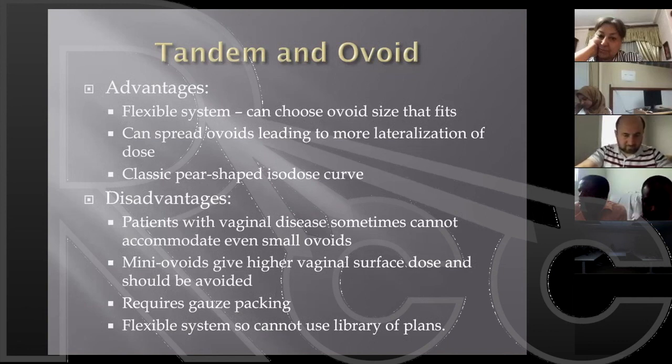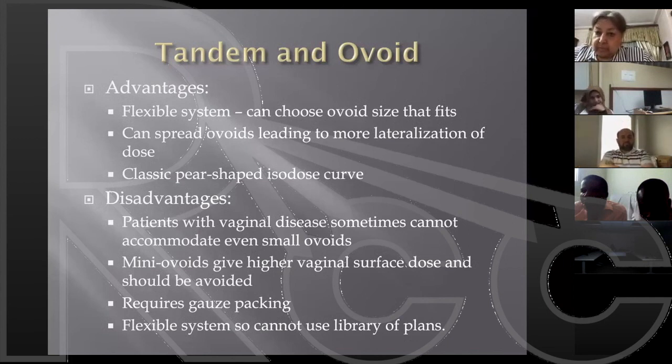Disadvantages: patients with vaginal disease or vaginal extension of tumor often cannot accommodate even small ovoids. For them, we have to switch to tandem and cylinder or a small ring. But I will say it's rare that a patient doesn't tolerate small ovoids and can tolerate a ring in either. Both of those have limitations, needing a certain size introitus and a certain diameter of the proximal vagina. I mentioned mini ovoids and the vaginal surface dose problems with them.